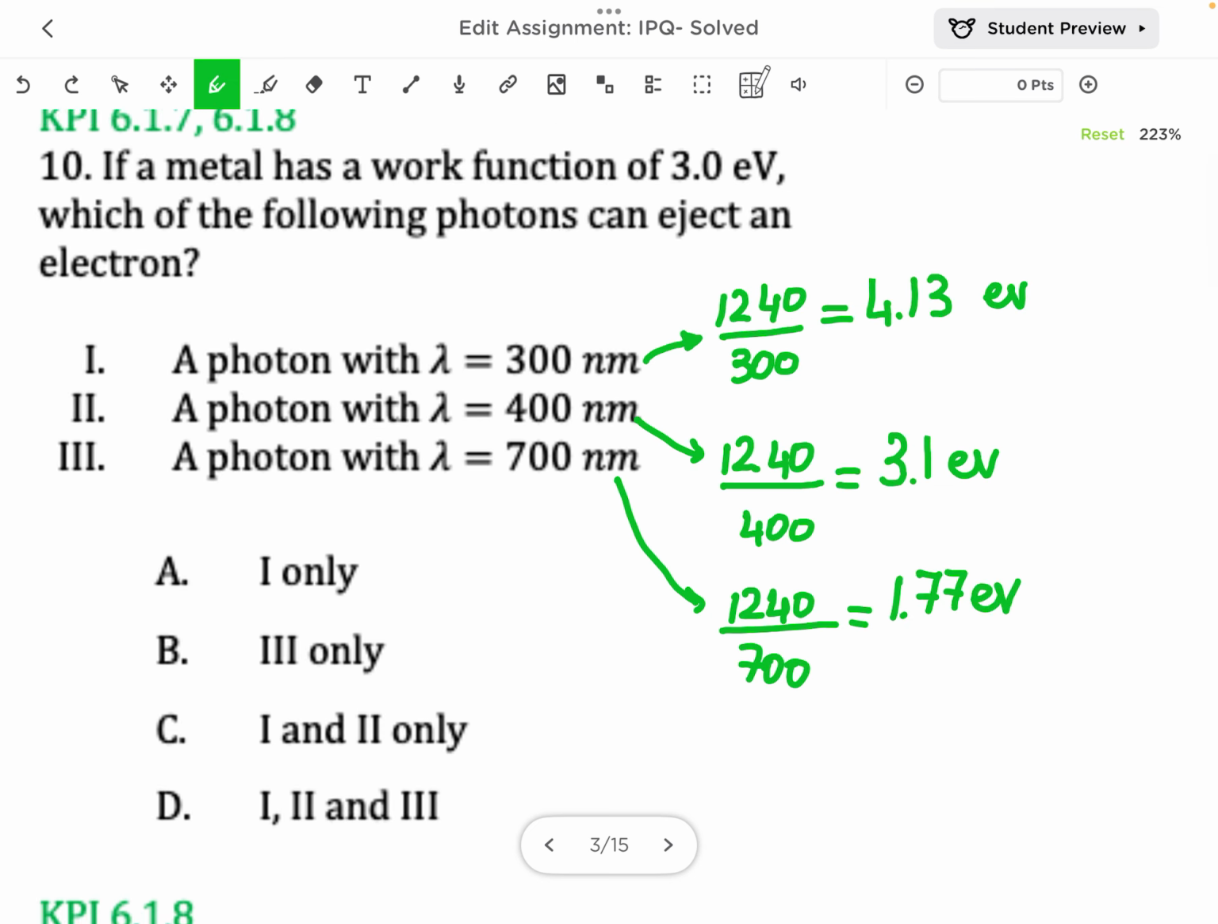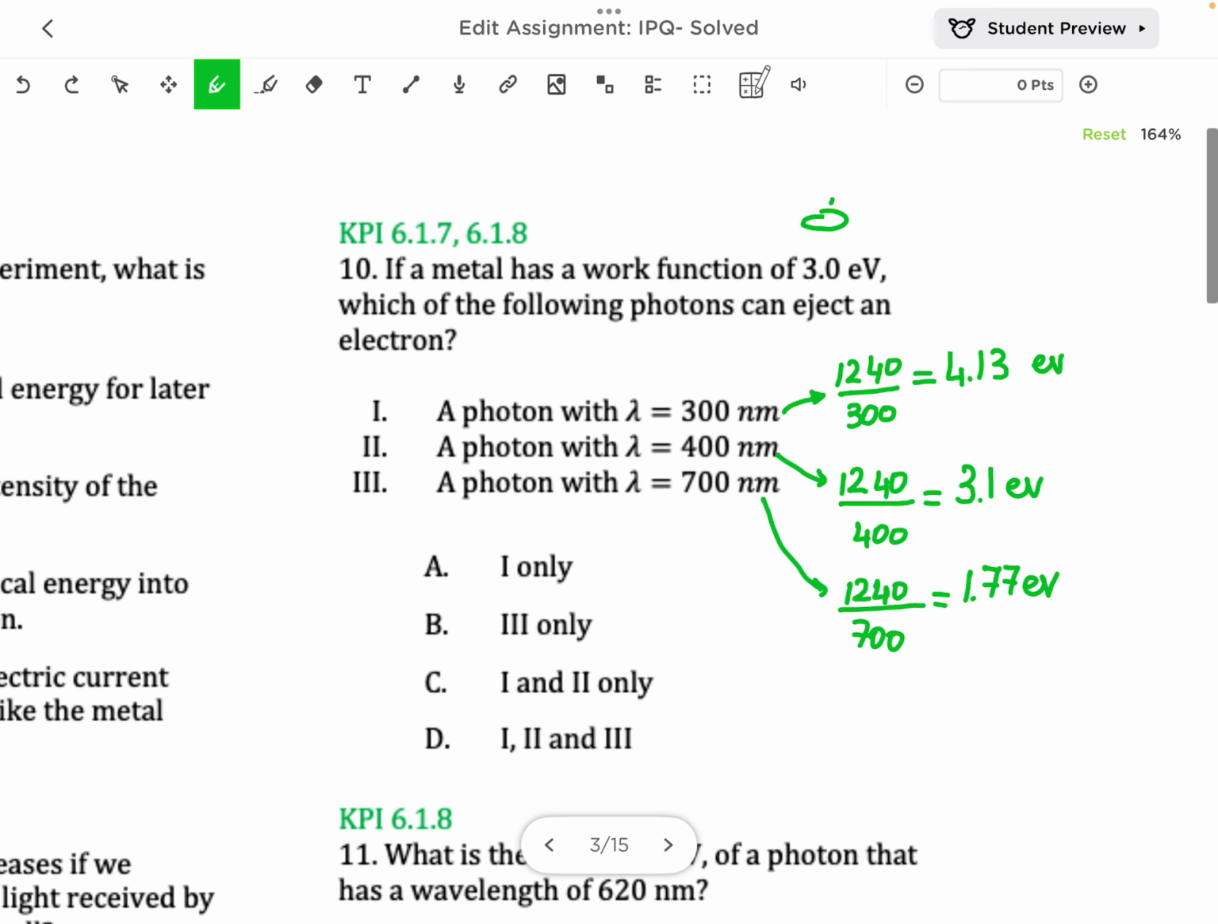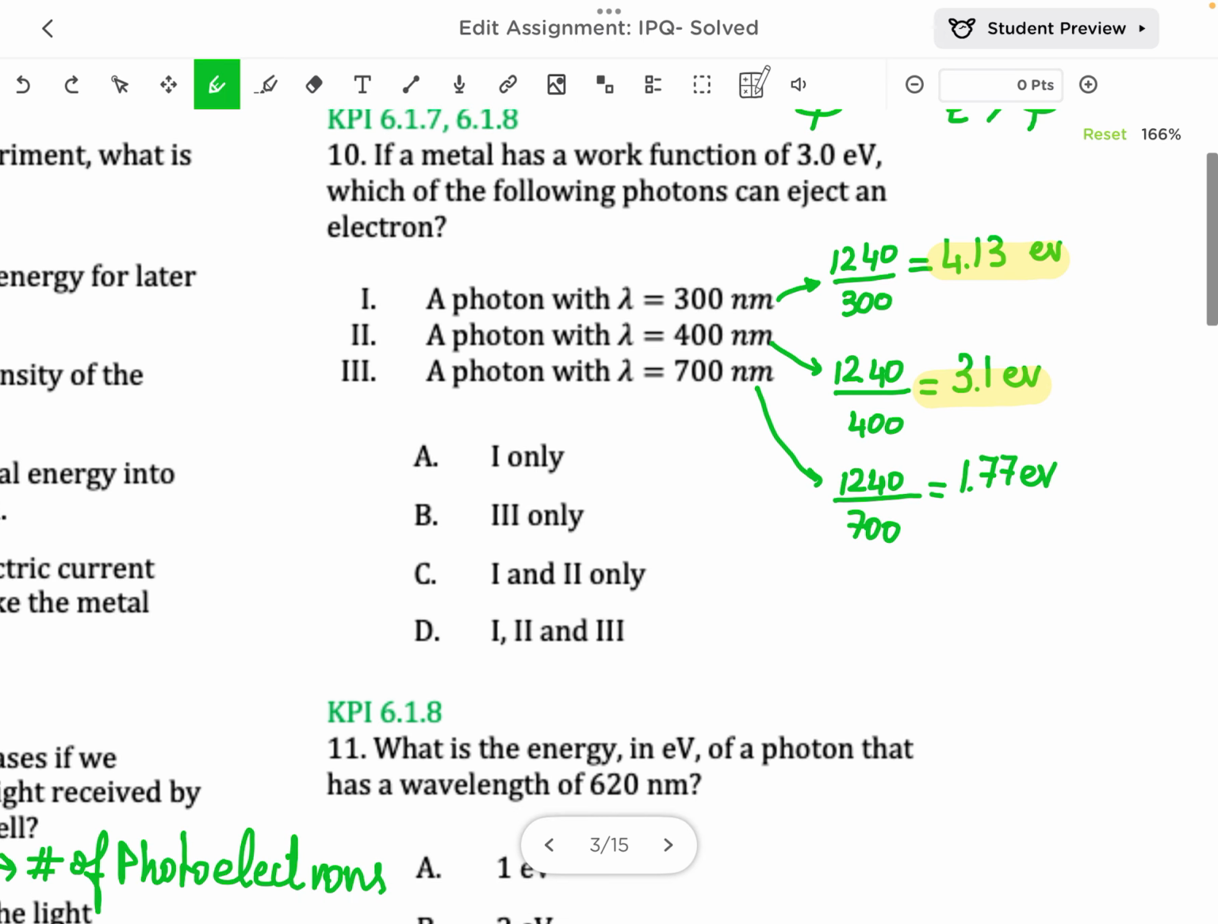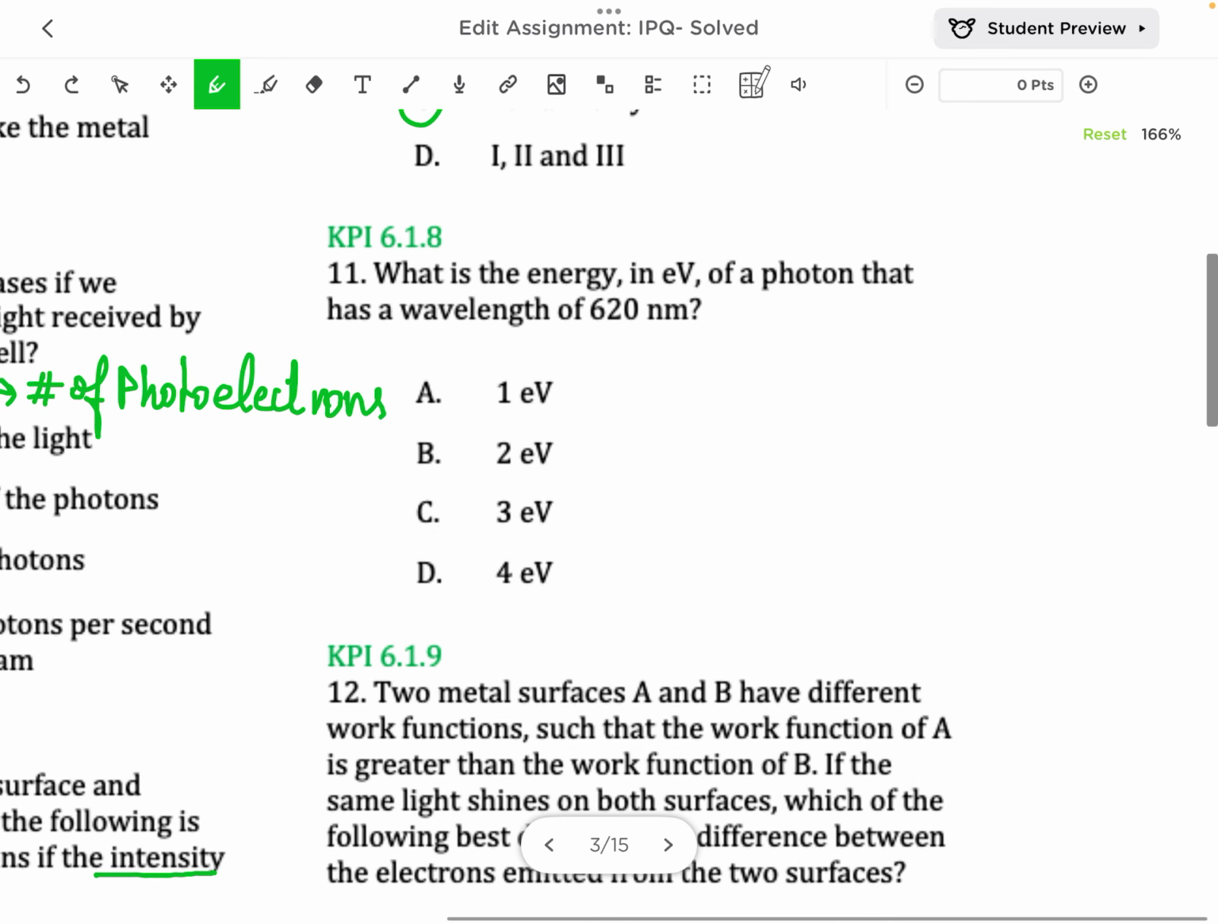1.77 eV. So when the work function is 3, only the energies that are larger than the work function will be able to produce the photoelectric effect. So it's 1 and 2, not 3, because 1.77 is not enough. So 1 and 2 only. What is the energy in eV of a photon that has a wavelength of 620, which is 1240 over 620? My answer will be 2 eV.